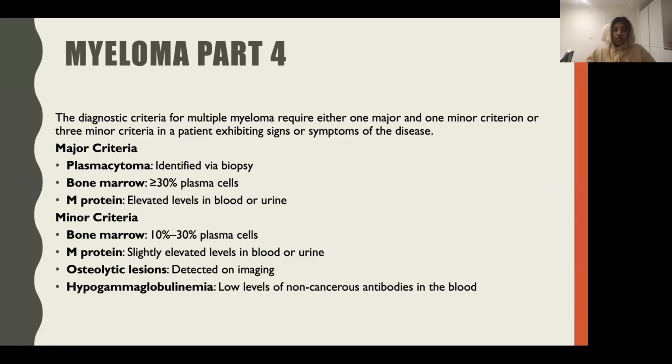The diagnostic criteria for myeloma is you either need one major and one minor, or three minor, to get diagnosed. One major would be plasmacytoma identified via biopsy, bone marrow having more than 30% plasma cells, or M protein elevated in the blood or urine. Minor criteria is your bone marrow showing 10% to 30% plasma cells, M protein slightly elevated in blood or urine, osteolytic lesions on imaging, and hypogammaglobulinemia, so low levels of non-cancerous antibodies.